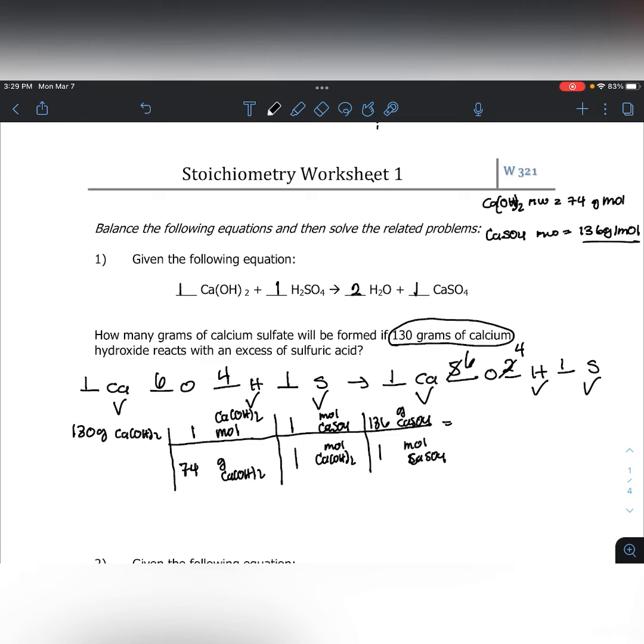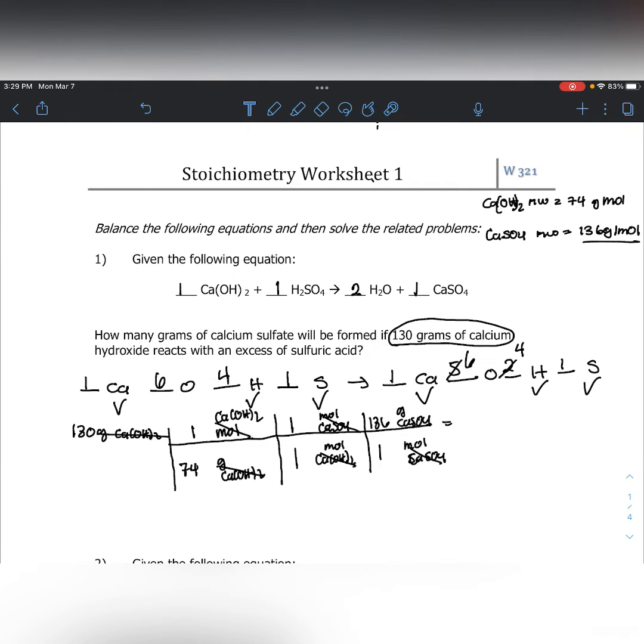So let's make sure all the units make sense. This will cancel out. This will cancel out. Cancel out, cancel out. So at the end, we are going to have grams of calcium sulfate, which is what we want.